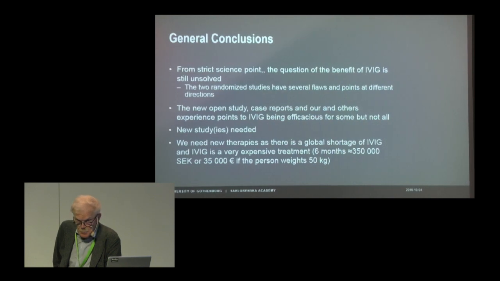And in Europe, we are largely dependent on US plasma for production of immunoglobulins. So if there is an increase in demand in the United States, there could quite suddenly be a quite substantial shortage of immunoglobulins here in Europe. Also, this is a very expensive treatment. If we give 2 grams per kilo for 6 months for a person weighing 50 kilo, that is about 35,000 euro. So it's one of the more expensive treatments.